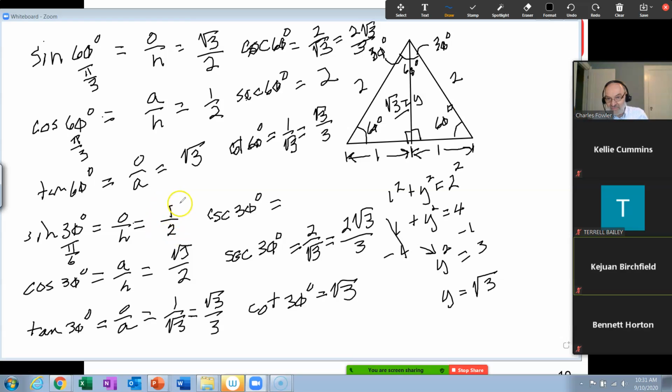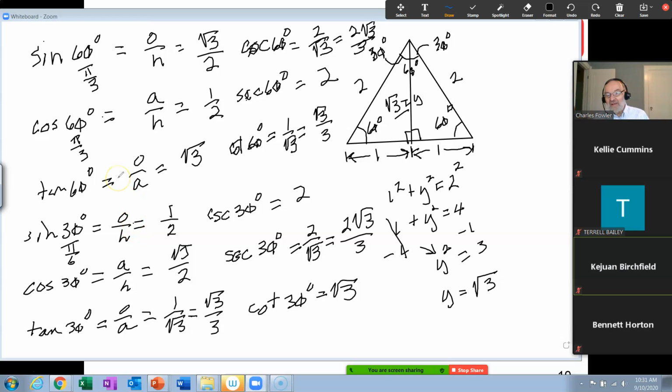Reciprocal of sine, which would be 2. Got it. Okay? Now again, this is re-emphasizing something we talked about before. Notice here, the sine of 60 is the same as the cosine of 30. Okay? Why? Because 30 and 60 are complementary angles, so this is the complementary sine for that one.